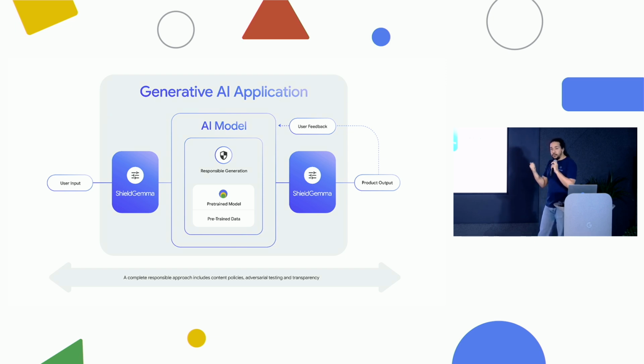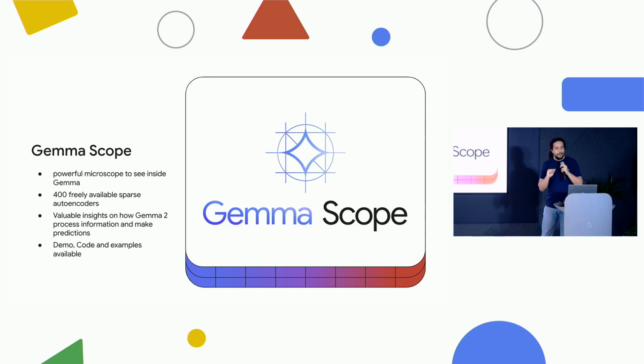So this kind of tools is more focused on responsible AI deployment, right? So when you deploy any kind of things like this, you have to pay attention to the inputs, to the outputs, and we are giving tools to help you do that. In the same launch, we released also a tool called Gemma Scope.